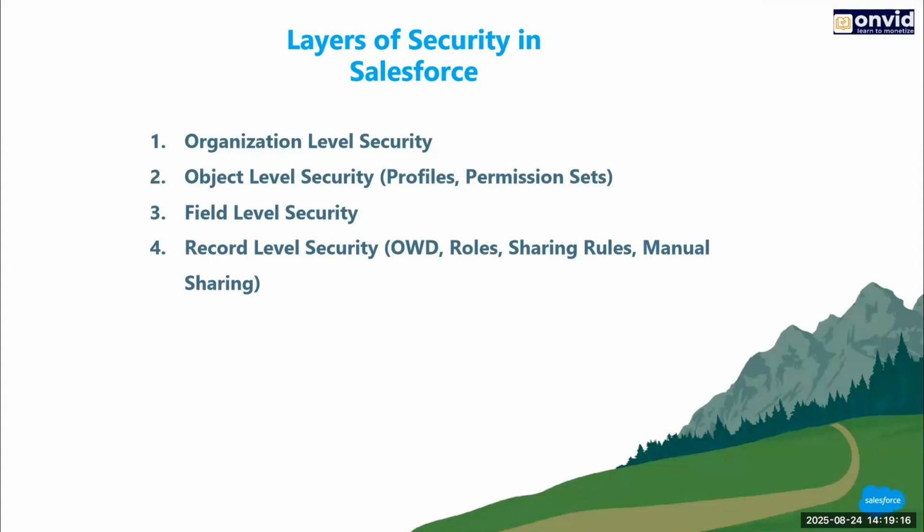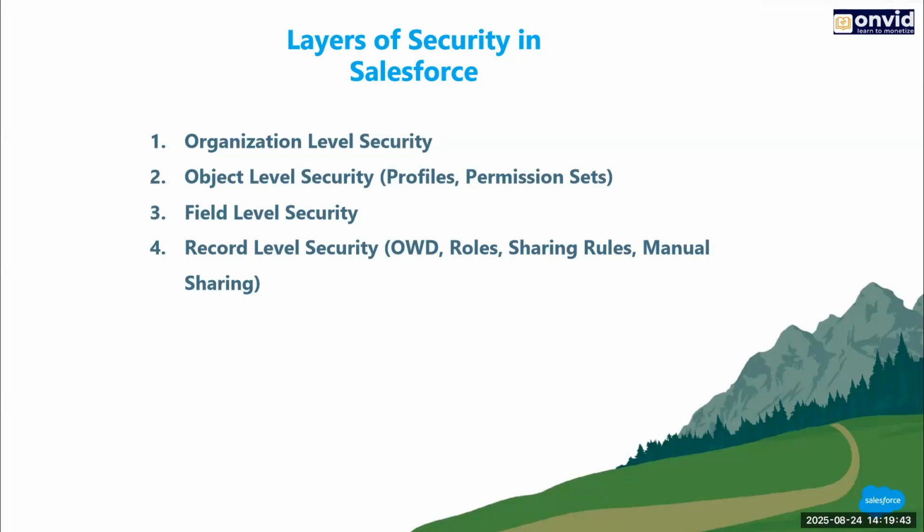Second, I would go with the object level security. So what is object level security? If you are not very familiar with Salesforce, let's say we have different objects. Objects, in simple layman terms, I would say are tables. In tables, we have rows. So rows are data, rows are records, and columns are fields.